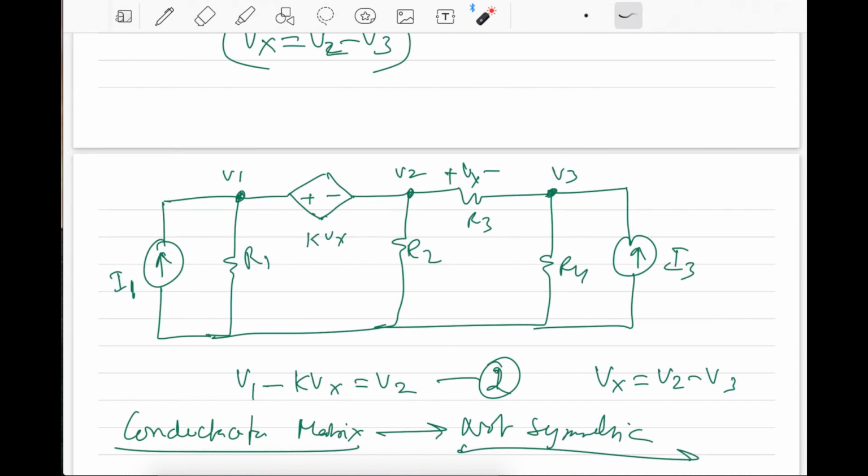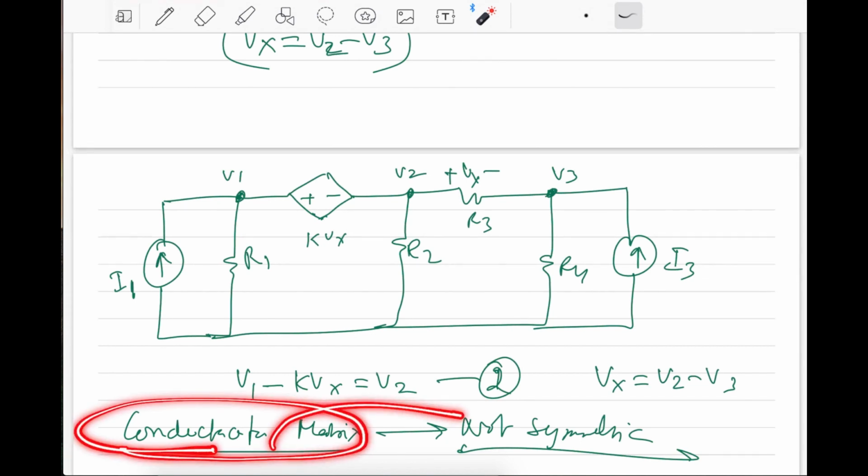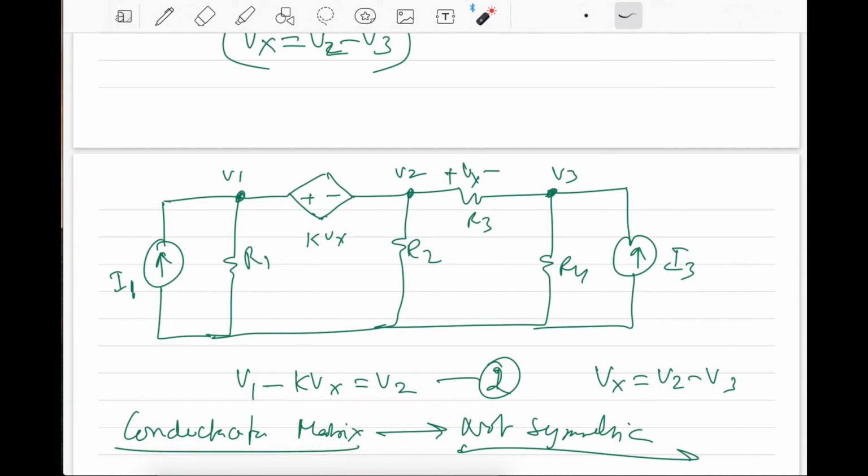Right? So this you substitute here, you will get one equation. At this node you already know there is no problem because it's only resistances and current source, and we already have calculated that same equation. And this is the second equation, and the supernode will be the third equation. So three equations, three unknowns. Write the conductance matrix and let me know whether it's symmetric or not in our next class.